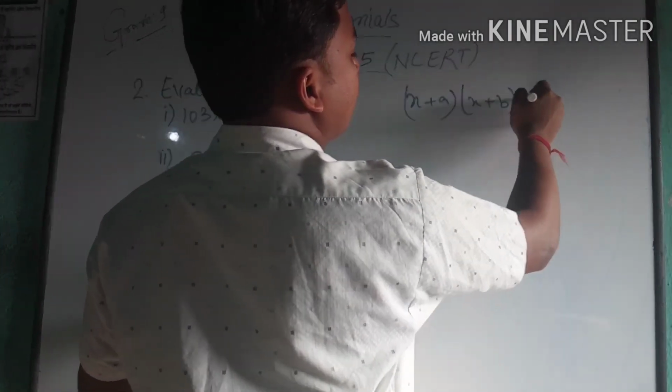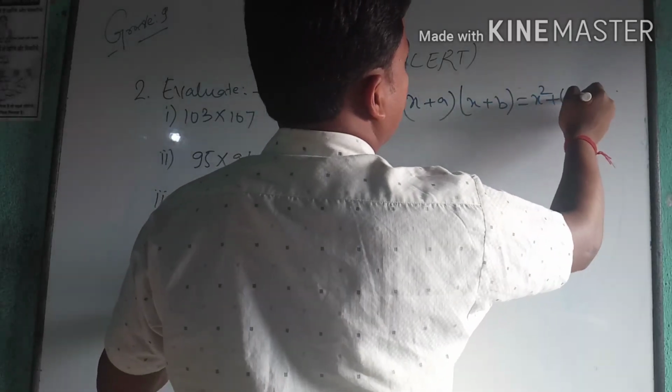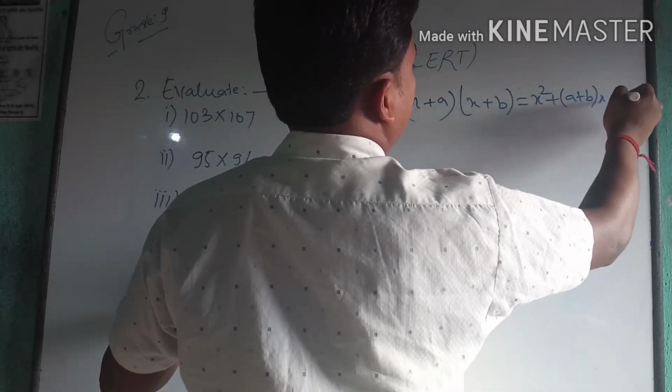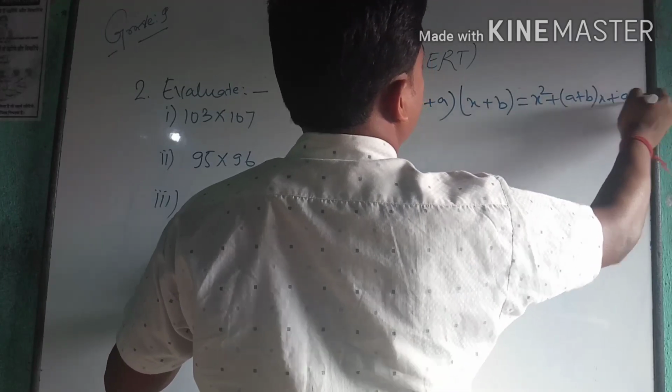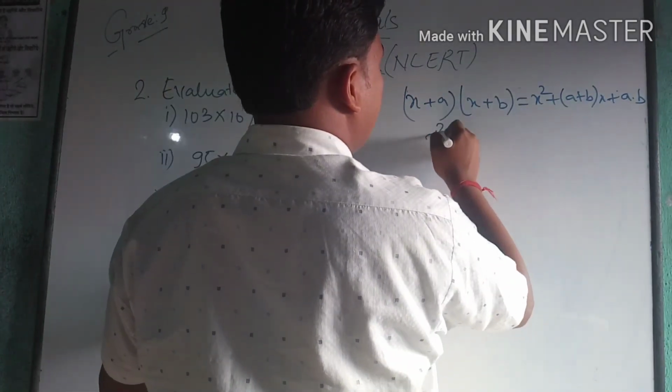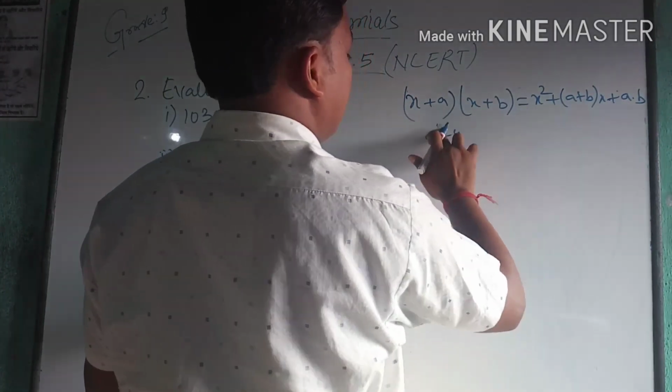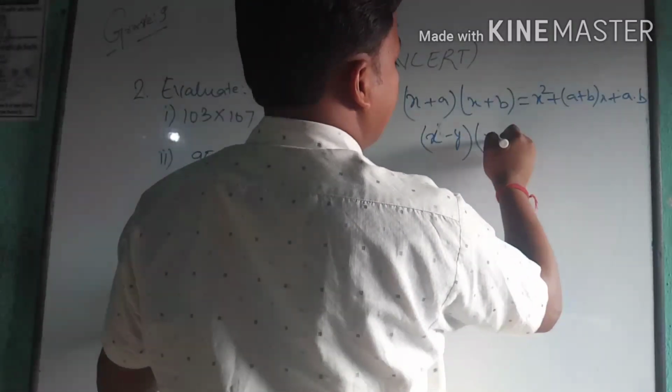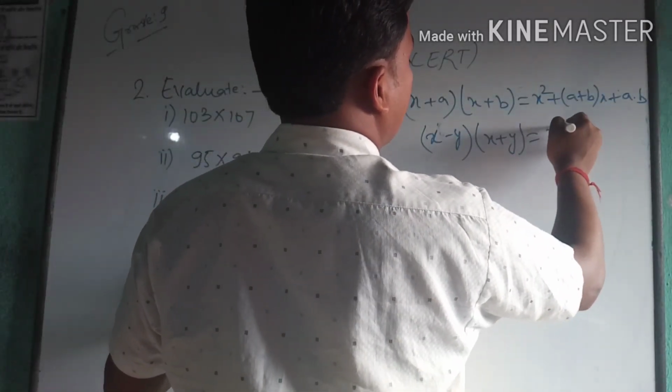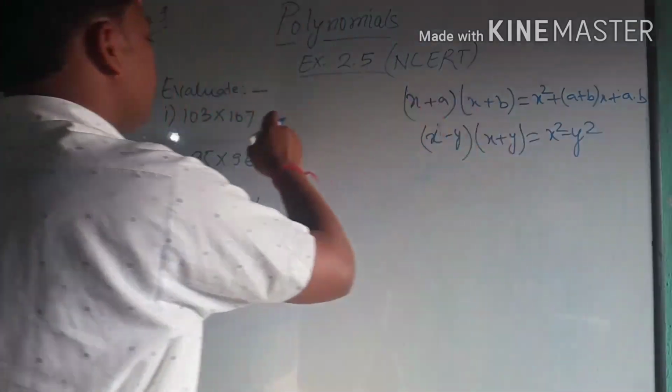Right, now we have the two identities of multiplication, that is x plus a into x plus b is equal to x square plus a plus b x plus a into b, and x minus y and x plus y, this is equal to x square minus y square. We have to use this only.